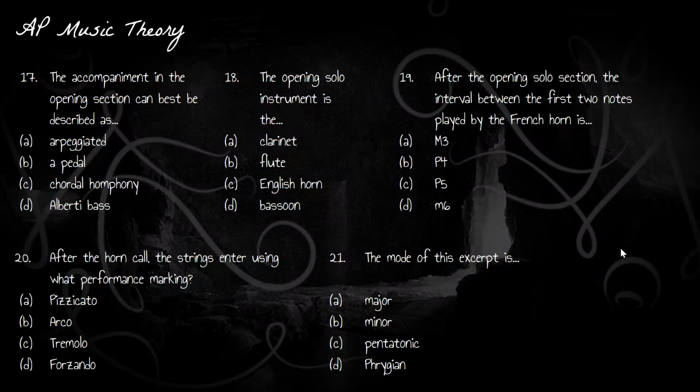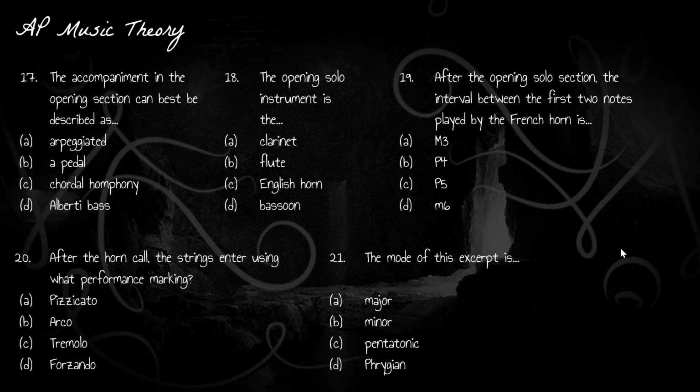Questions 17 to 21 are based on an excerpt from an instrumental piece. Let's read through the questions. Question 17. The accompaniment in the opening section can best be described as A. Arpeggiated, B. A pedal, C. Chordal homophony, or D. Alberti bass.